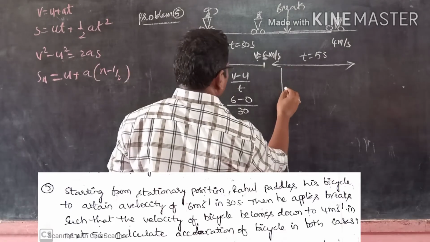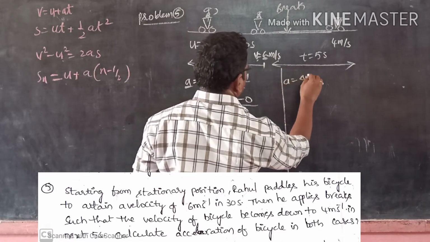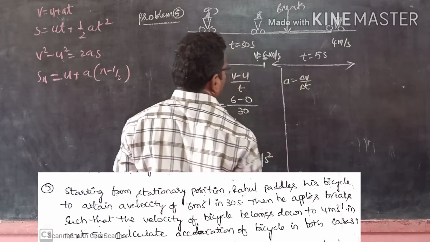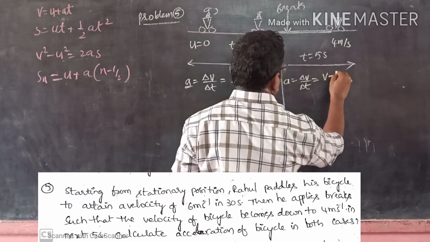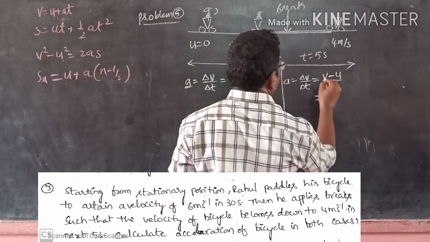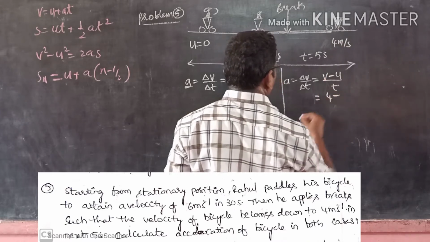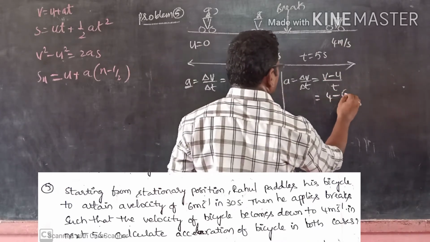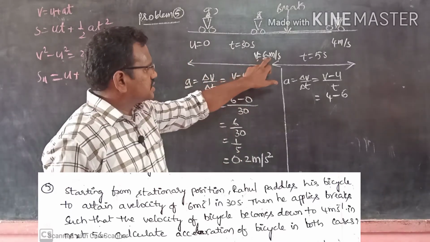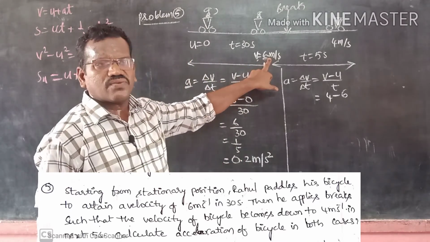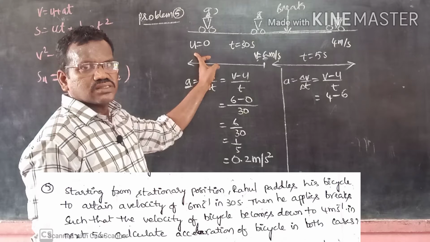Now, in this case also we should find out acceleration. Acceleration is equal to delta V by delta t, that is V minus U by t. What is the value of V here? 4, and U is 6. See here, this 6 meter per second becomes the final velocity in the first case.